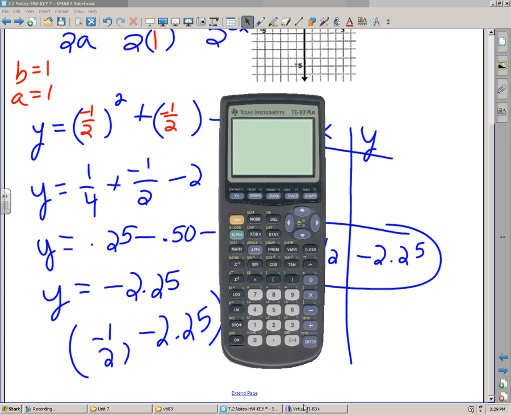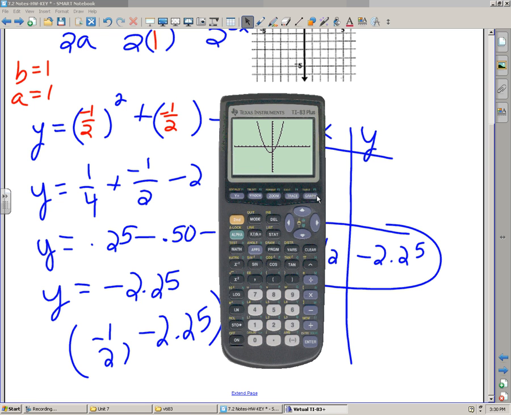So the equation, and if you go into y equals, we're going to type in, what's the equation? So x squared, and then plus x and then minus 2. We'll take a quick look at our graph. We're going to hit graph. And then here's our parabola.